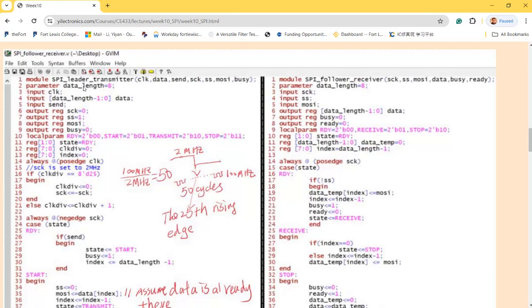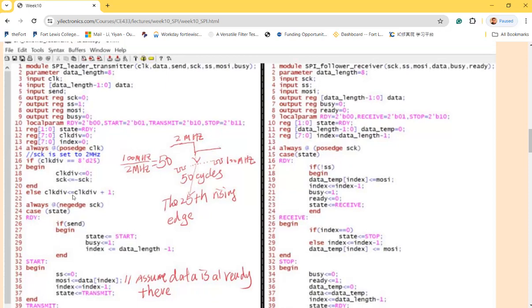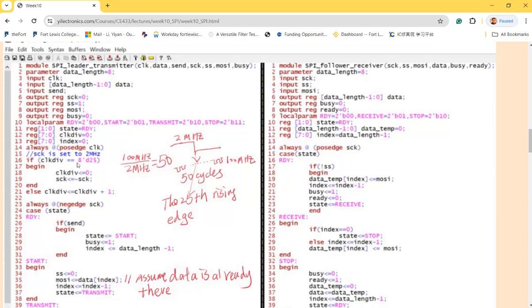So the leader, or the master, has to define the clock, the serial clock. When I say define, it means defining the rate of the clock. So I have to have a counter here. Whenever it reaches 25, I flip the clock. So it's actually 50 cycles per clock period. So this is how you get a 2 megahertz clock, by dividing the 100 megahertz frequency by 50, right?